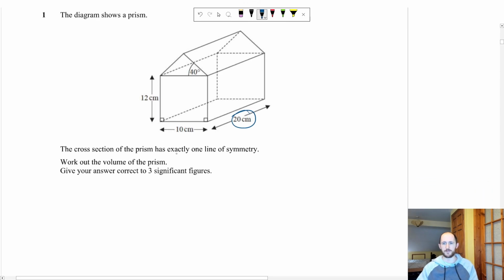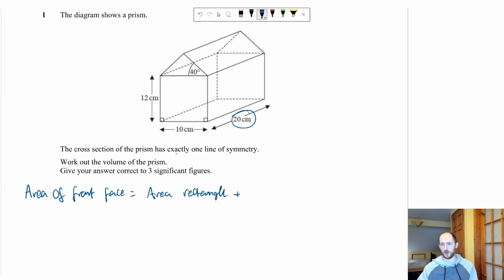First of all, we want the area of the front face. The area of the front face is actually made up of 2 areas. It is the area of a rectangle plus the area of a triangle. Now, there is a reason why I write out my work like this, because when your examiner is marking, they need to be able to see a logical series of steps. So it's good to write the stuff out.